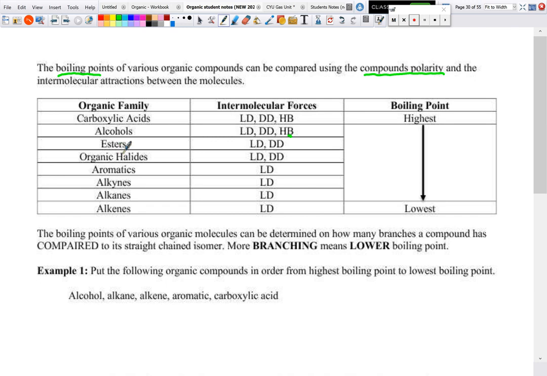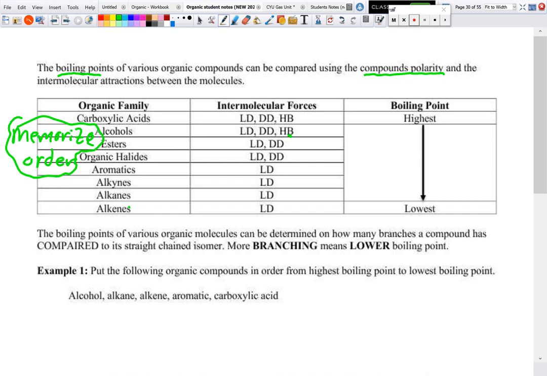Then our next in line, we have esters and organic halides because these are going to be polar. Esters because of the ester functional group, organic halides because of the halogens. And the ester functional group is a little more polar than the halogens, so that's why esters are going to be up top here. And then of course we have our aromatics, alkynes, alkanes, and alkenes. So you do have to memorize the order that these occur in.